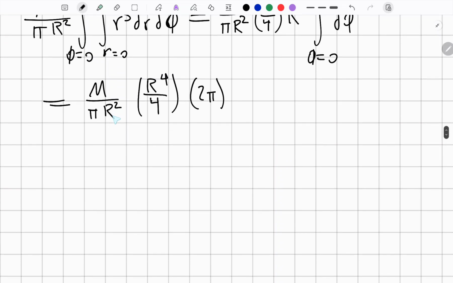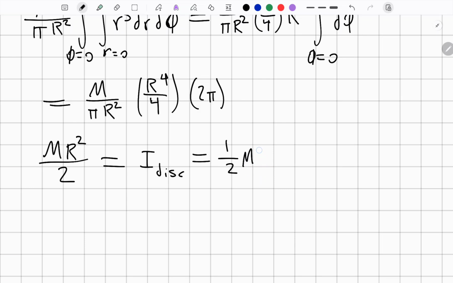Simplifying down, we notice we have an r squared and an r to the 4th. That just leaves us with an r squared in the top. Our m will remain. The pi and the 2 pi will cancel out. We'll be left with a 2 over 4, which is 1 over 2. And this equals the I of our disk, which you may have seen before and not known where it comes from. This is exactly where it comes from, this integral. It's 1/2 m r squared for a uniform disk of mass m and radius r.